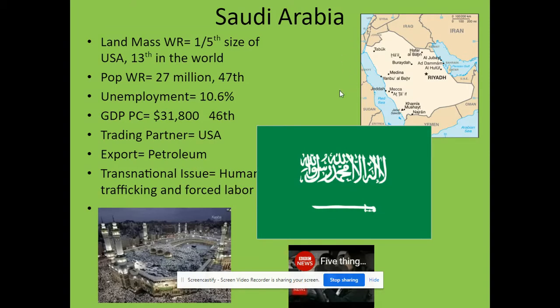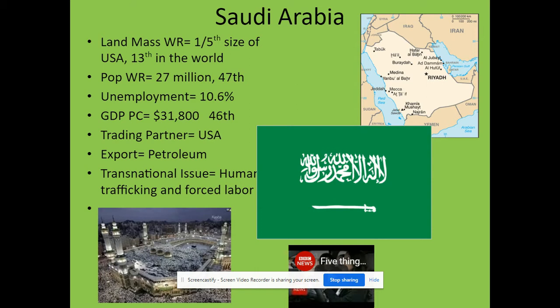These are just different economic facts. They produce $31,000. They're primarily producing oil, and it's something related to oil, petroleum, natural gas. And this is interesting. The United States is their biggest trading partner. Now this is interesting. Economics always has strange bedfellows.